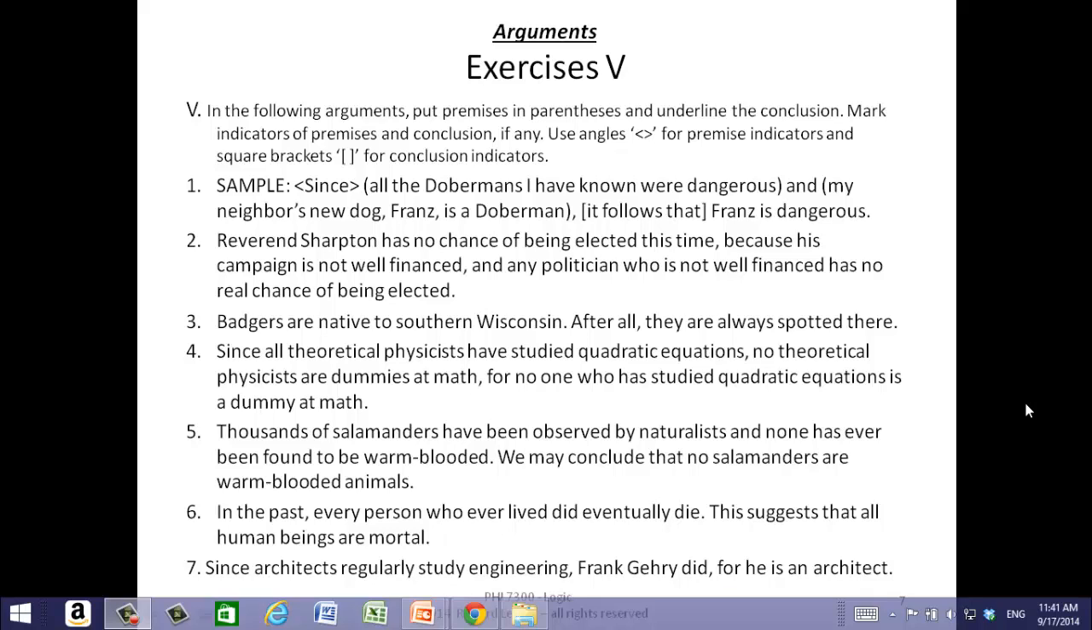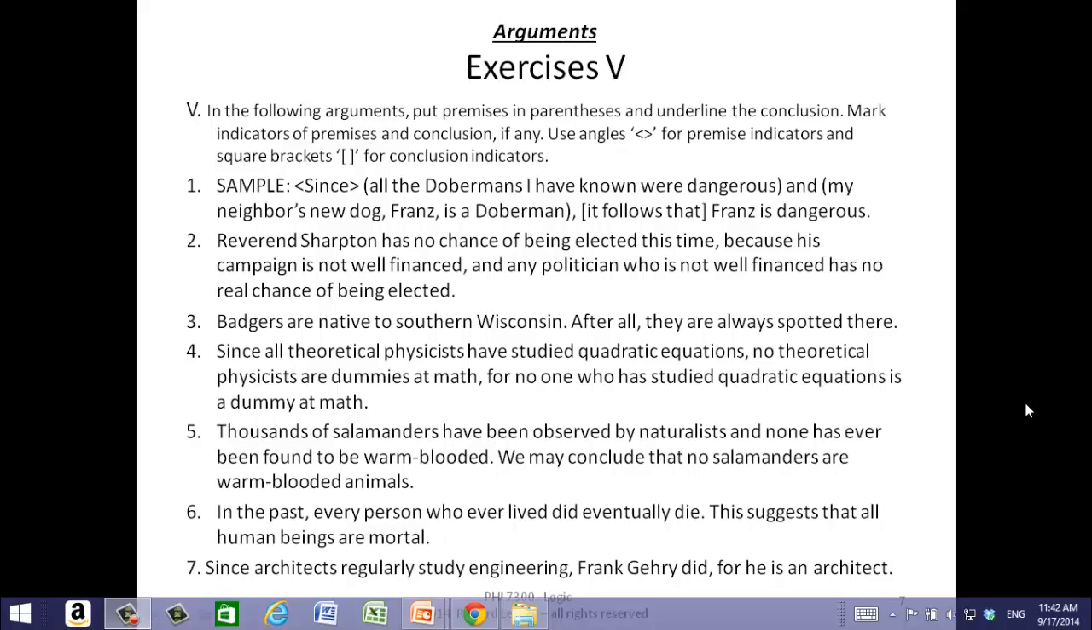Now we get the hang of premise indicators, conclusion indicators. Remember, that's just a tool to help us figure out the structure of arguments, right? Because arguments are made up of premises and conclusions. So in the next 7 exercises that I assign, we're going to try to utilize what we've learned.